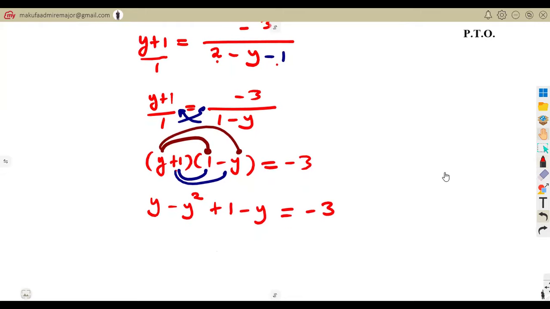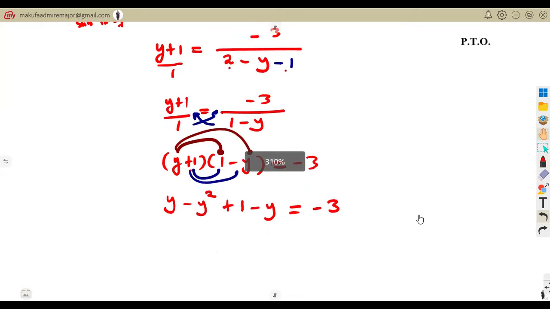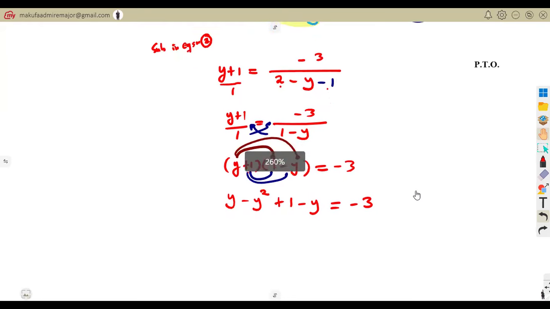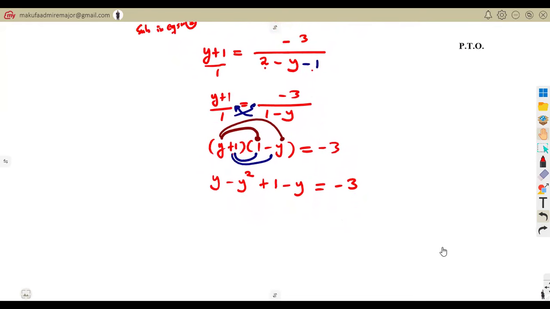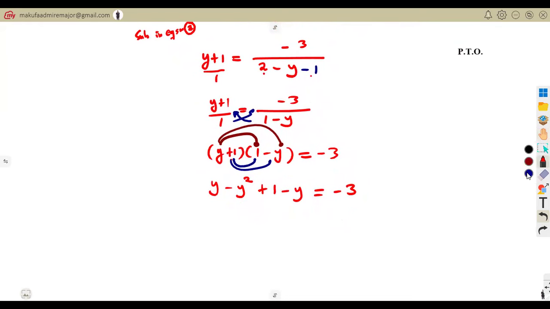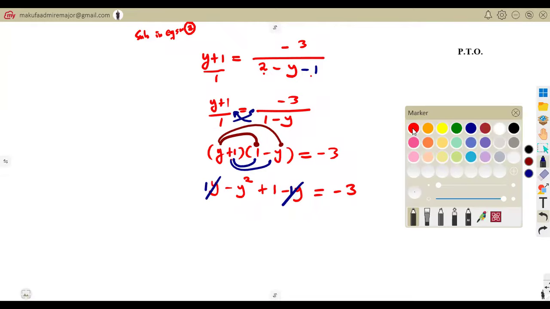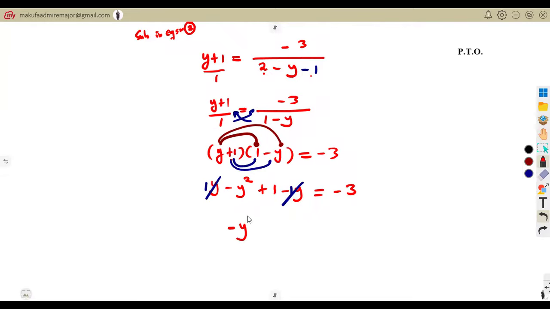All right, remember you're still solving, still trying to take our terms to one side so that we have a normal quadratic. But with that, you can see that these two are going to cancel. This is 1y and this is -1y. So this was going to cancel. And thus we're going to remain with minus y squared plus 1 is equal to -3. All right.